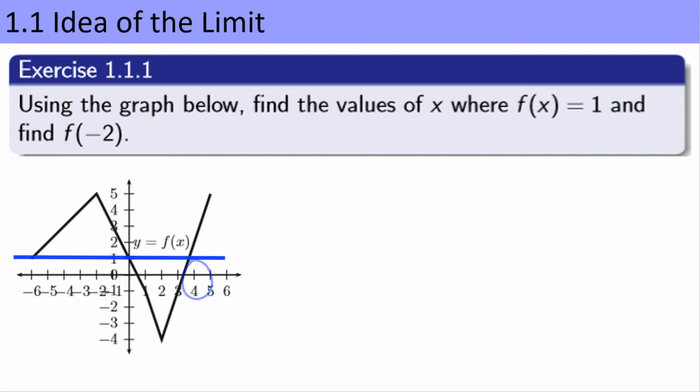Now to evaluate f of negative 2, this means we locate negative 2 on the x-axis and then either move vertically up or vertically down to where the function is. In this case, we move up and we note that at x equals negative 2, the function value corresponds to the 5.